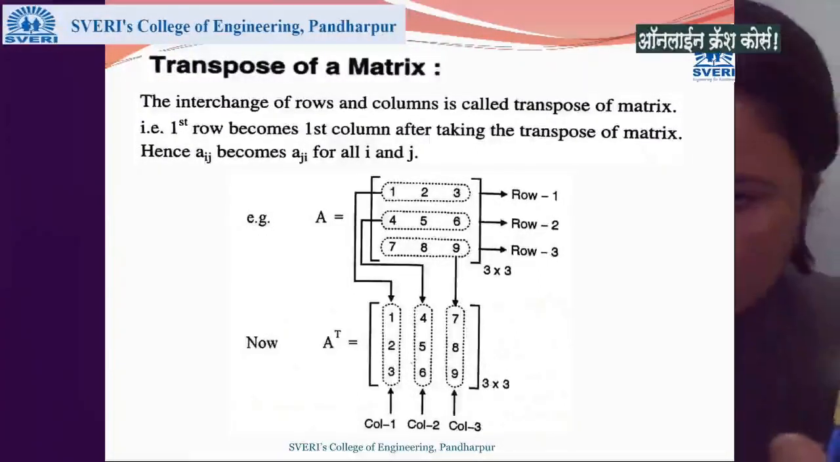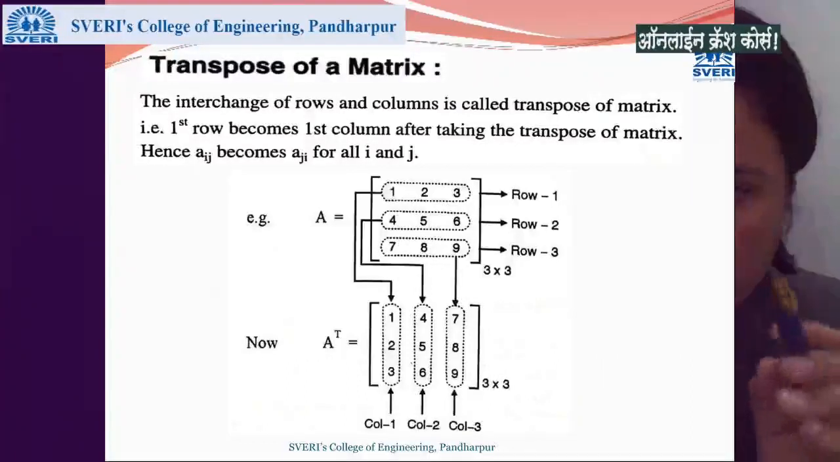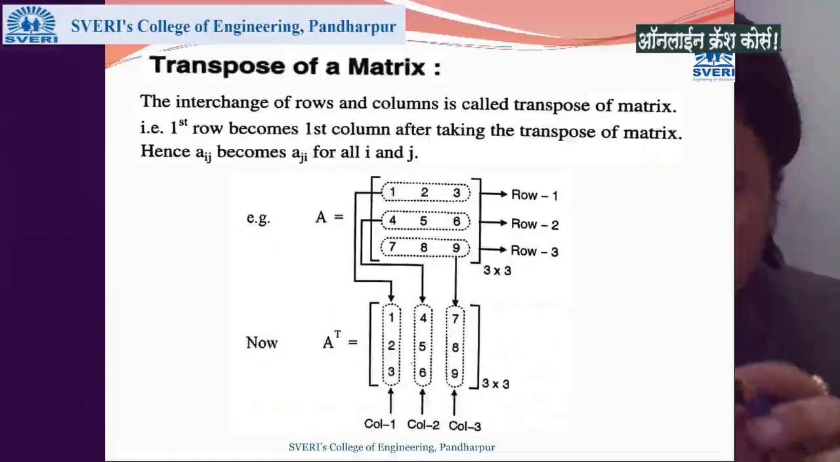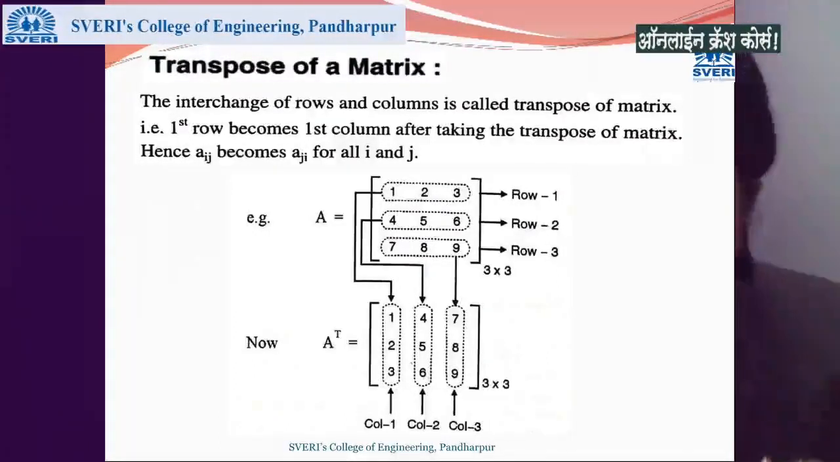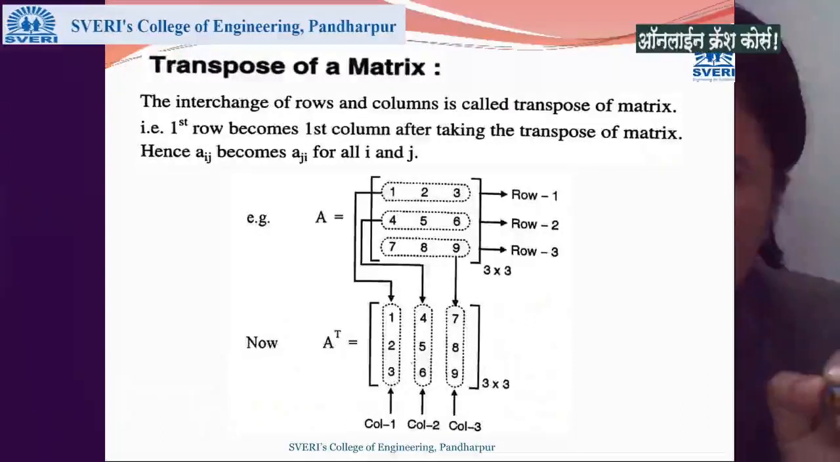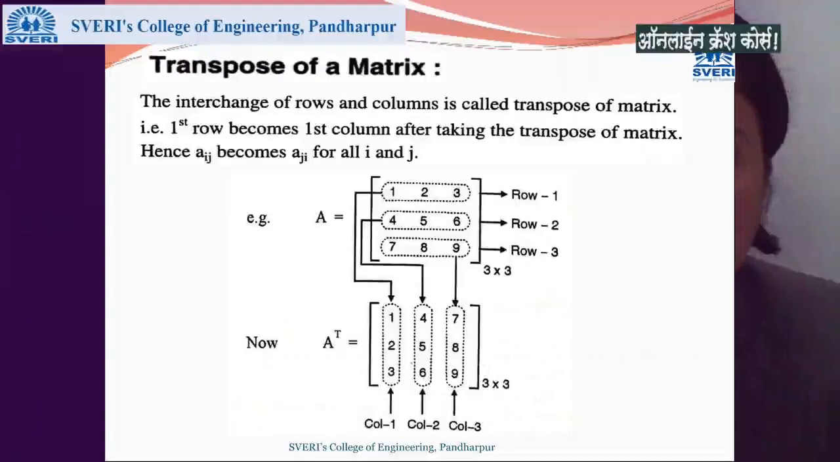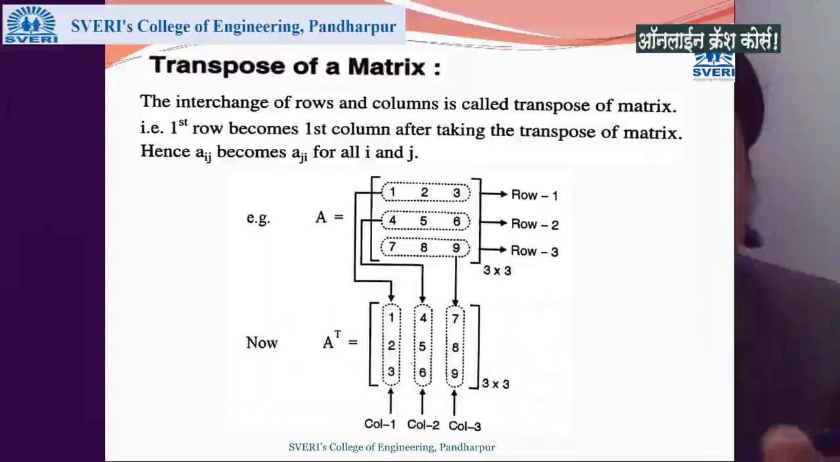Now if we interchange rows into columns, it becomes the transpose of that matrix. Here the first row 1, 2, 3 becomes the first column, the second row 4, 5, 6 becomes the second column, and the third row 7, 8, 9 becomes the third column. So it gives the transpose of the matrix. The interchange of rows and columns is called the transpose of a matrix. That means the first row becomes the first column after taking the transpose. Hence we can say that Aij becomes Aji for all i and j.